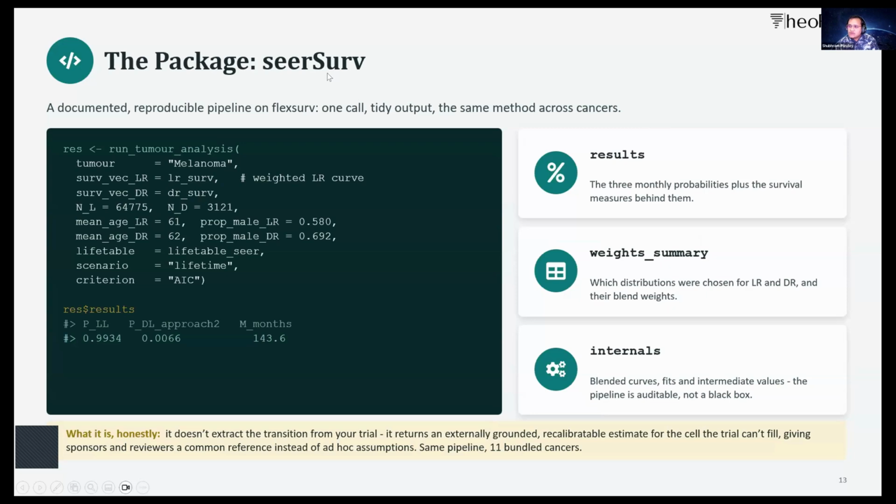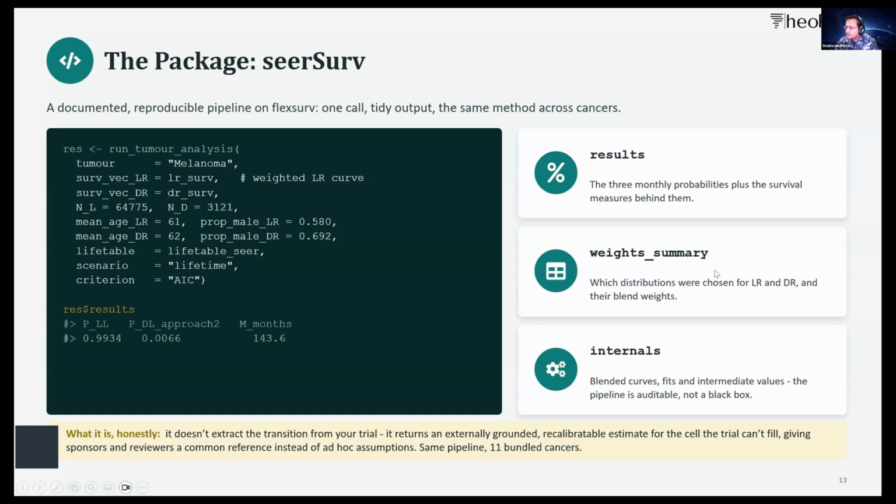Now the package is called seerSurv. All four steps are in just one function call, but you can see the intermediate results as well. You just hand it the curves, the LR and DR curves and the demographics, and it hands back a tidy object with the three probabilities, which distributions it chose, and every intermediate result, so you can check how it's working. I built it on flexsurv, so I didn't re-implement the survival modeling; I just built on it.